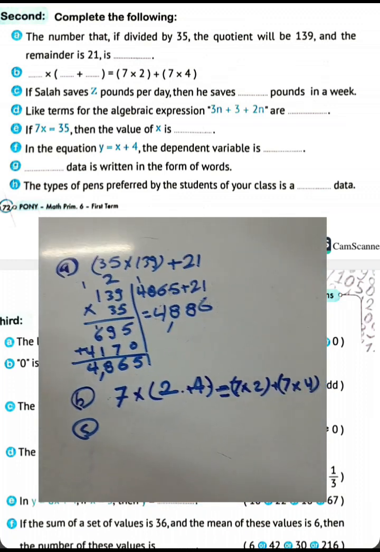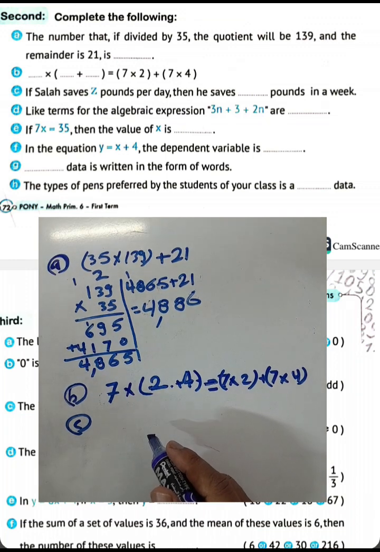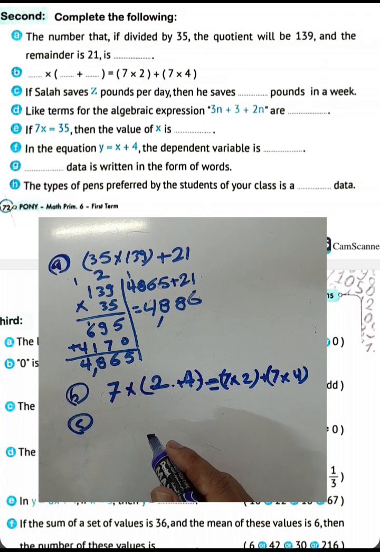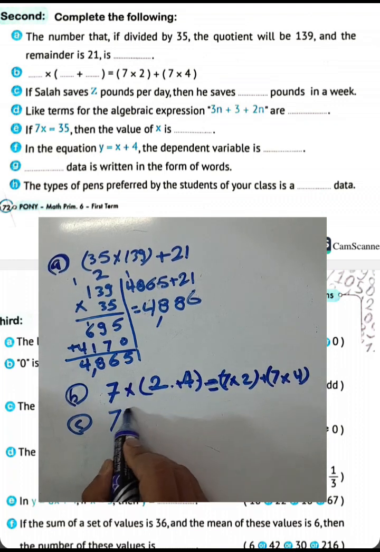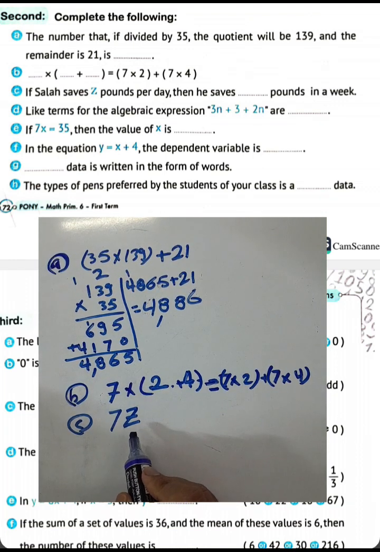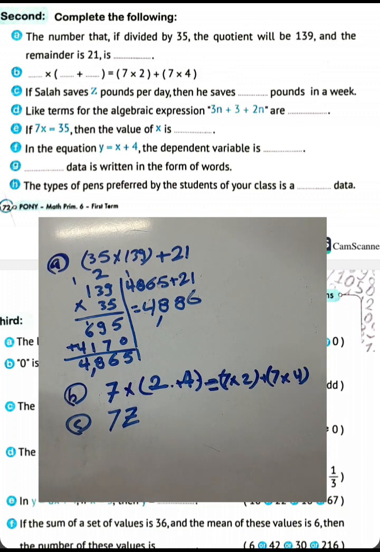Question letter C. If Salah saves Z pounds per day, then he saves blank pounds in a week. We know 1 week equals 7 days. Then the result will be 7Z. He will save 7Z. Understood? Next question.